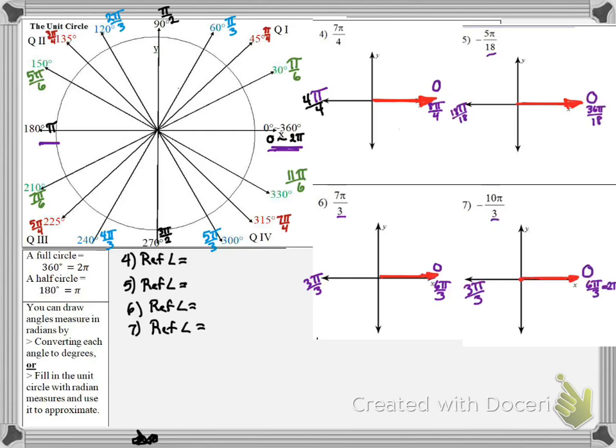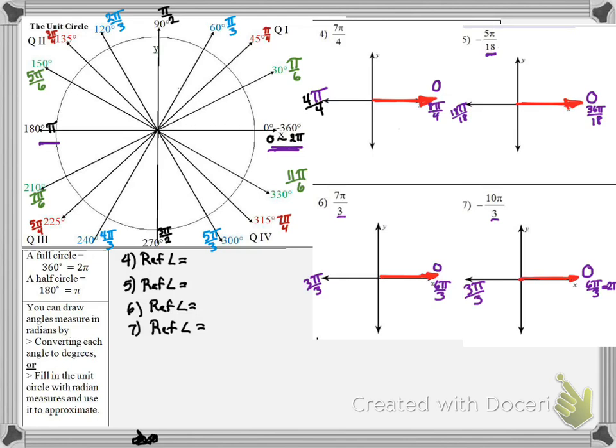I took time, paused, to do the labels for every line. Every time I matched up the bottom of the fraction. 1 pi turned out to be 18 over 18. 1 pi turned out to be 3 over 3. 1 pi turned out to be 4 over 4.